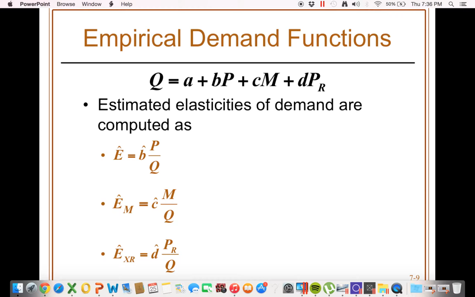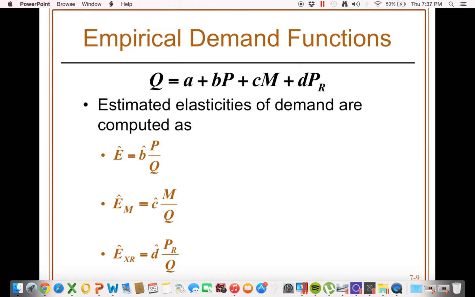Does that ring a bell as an equation? You just went through that, right? And now the next one underneath it, think of it like this: change in Q over change in M times M over Q. It's very similar, right? We're just substituting the M in now, which is our income. And finally, D would be your change in Q over your change in the price of the related good times the price of the related good over Q.